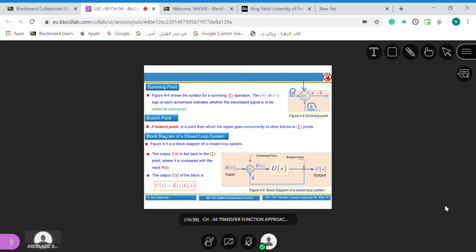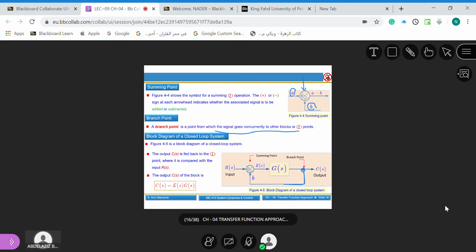A branch point is this one. I'm taking a signal, and then I'm taking it back. So this is called a branch point, from which the signal goes concurrently to another block. And this is a summing point, exactly like this one.